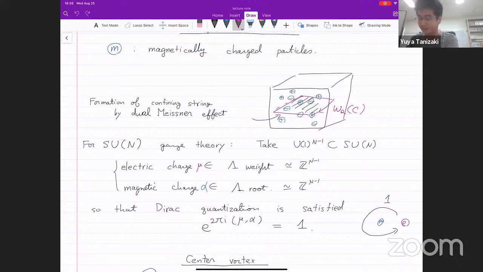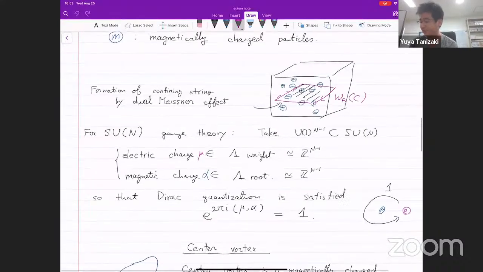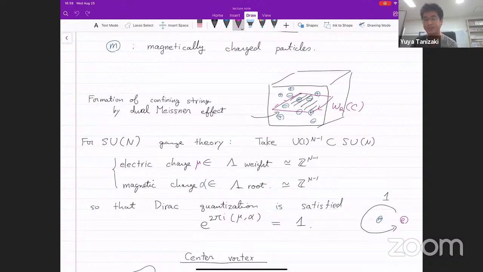In order to see this, we have to assign what the possible magnetic charges are. After consideration of the Dirac quantization, we know that this magnetic charge must live in the root lattice. So it is also isomorphic to the integers to the N-1, but the proportional factor is different between the weight lattice and the root lattice. This is very important because if we have a genuine particle, magnetic excitation and electric excitation, and we circulate the electric particle around the magnetic particle, then the Aharonov-Bohm phase should be equal to 1 in order not to see the Dirac string attached to the magnetic monopole. Otherwise, this monopole cannot be a genuine particle.